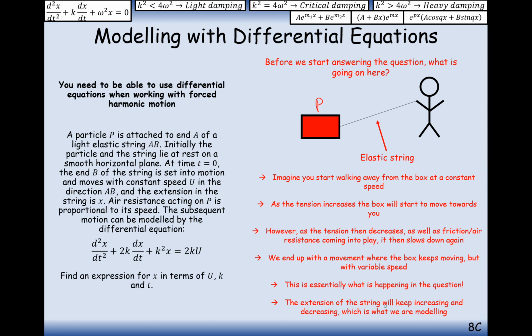The extension of the string will keep increasing and decreasing, which is what we're modeling here. So it's not just going to move in a steady line behind the person who is now walking to the right. It's going to move a little bit faster than the person, then a little bit slower, a little bit faster, a little bit slower, because of this elastic property of the string.